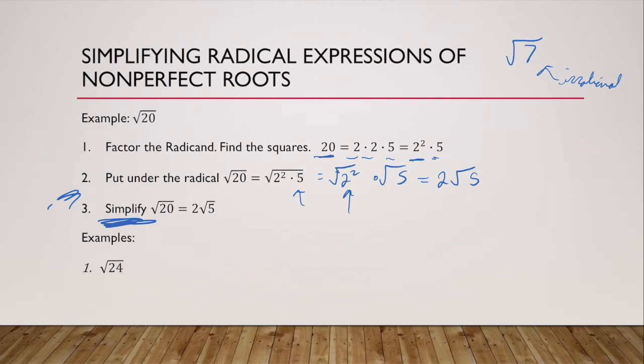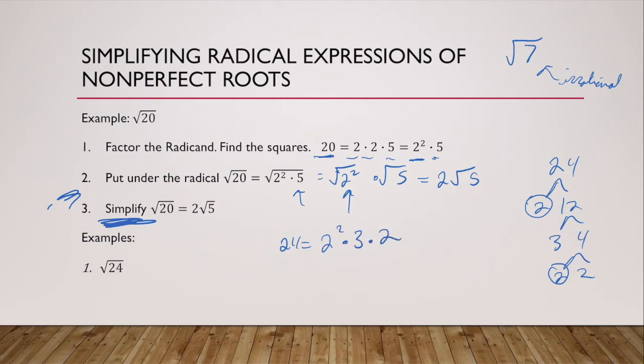I've got the square root of 24. Well, 24 factors into a 2 times 12, which is a 3 times 4, which is a 2 times 2. And I want to collect the squares. So 24 is 2 squared times 3 times 2. So I'm going to rewrite this as the square root of 2 squared times 3 times 2.